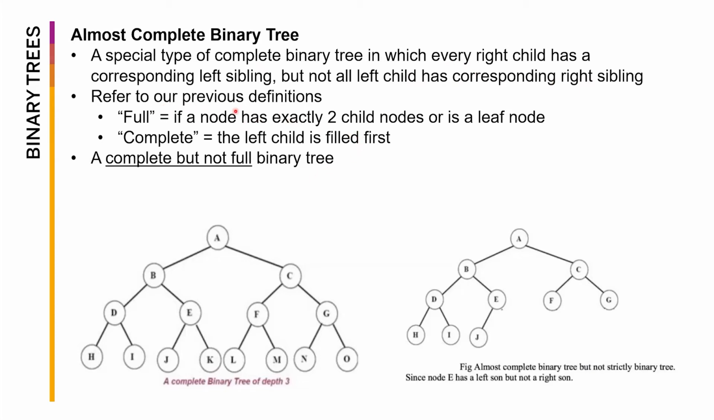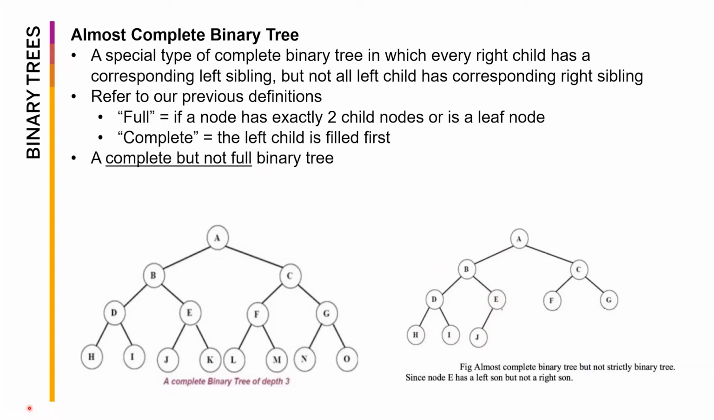So if we refer to our previous definitions, full is a node that has exactly 2 child nodes or is a leaf node. Complete, the left child is filled first. So if we look here, it's a complete tree since all the leaf nodes are pushed to the left, but not a full binary tree because node E is not a full node.